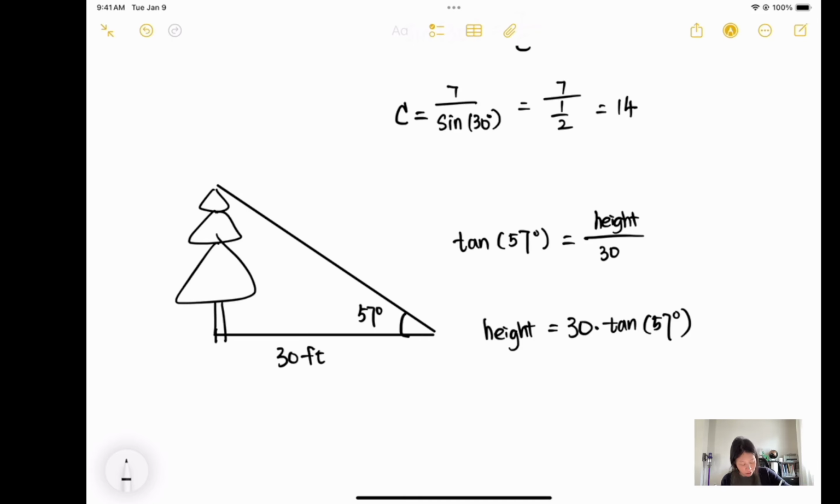So the height is 46.195 feet. Or 196, sorry, we round up. So that's the application of the trigonometry function. Okay, see you in the next video.